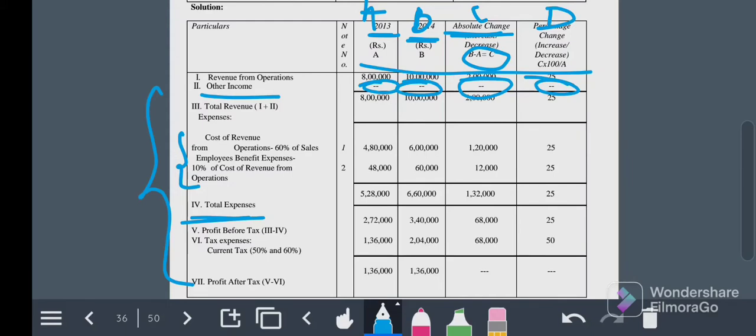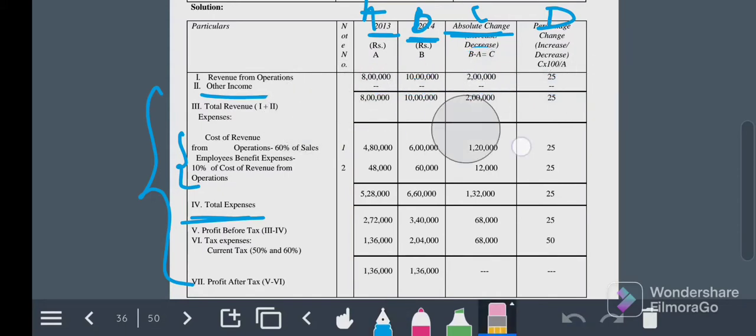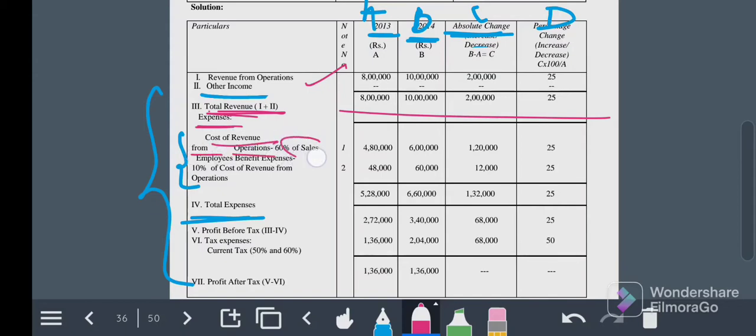The values are only for revenue from operations: 8 lakh previous year, 10 lakh current year. Then we calculated the absolute change, which is 2 lakh. Then we talked about the percentage, that is 25%. Then total revenue, we get exactly the same as revenue from operations. Then we talked about the expenses. In expenses we have cost of revenue from operations, which is 60% of sales, which is 4,80,000.